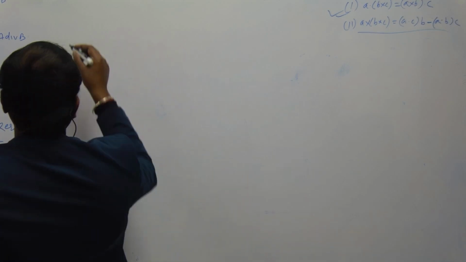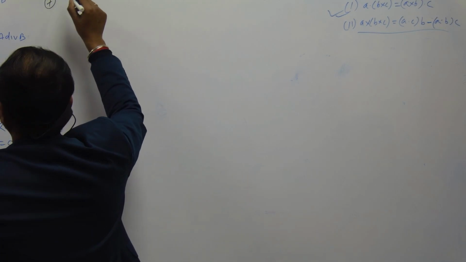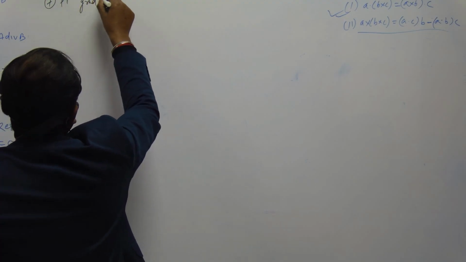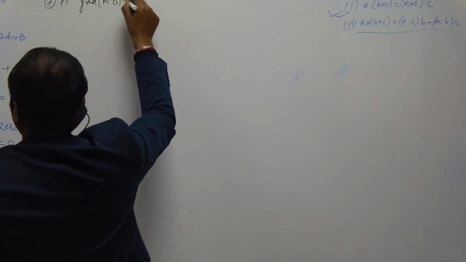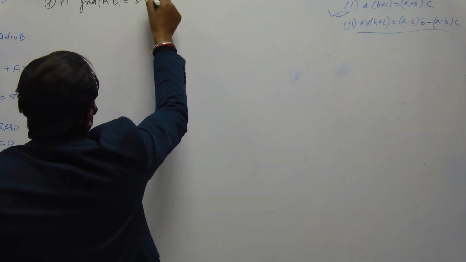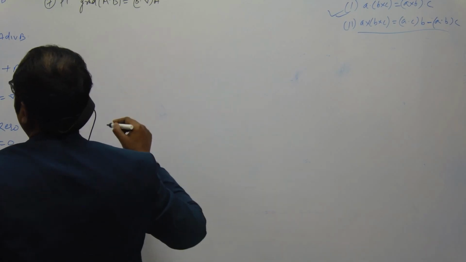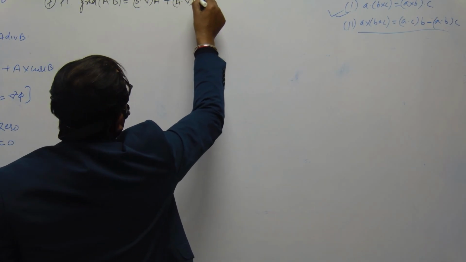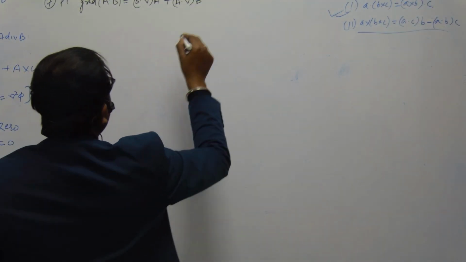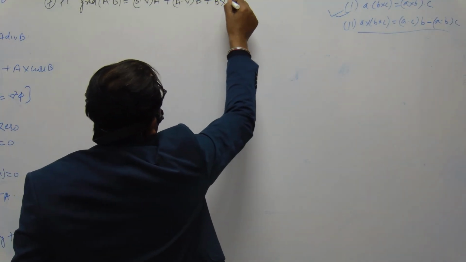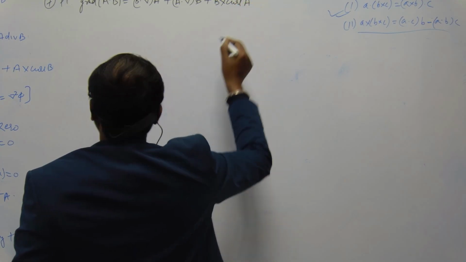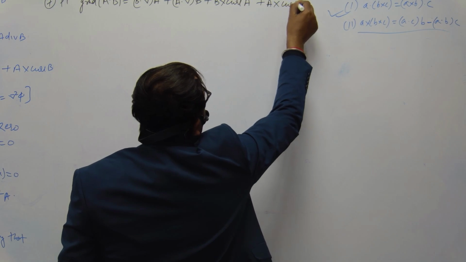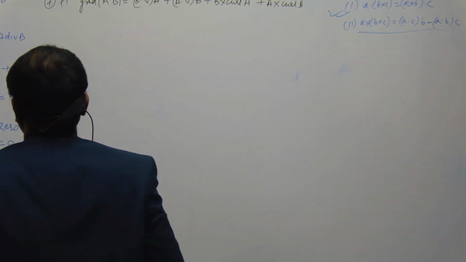Question number 7, we have proved that gradient of A dot B is equal to B dot del into A plus A dot del into B plus B cross curl of A plus A cross curl of B.